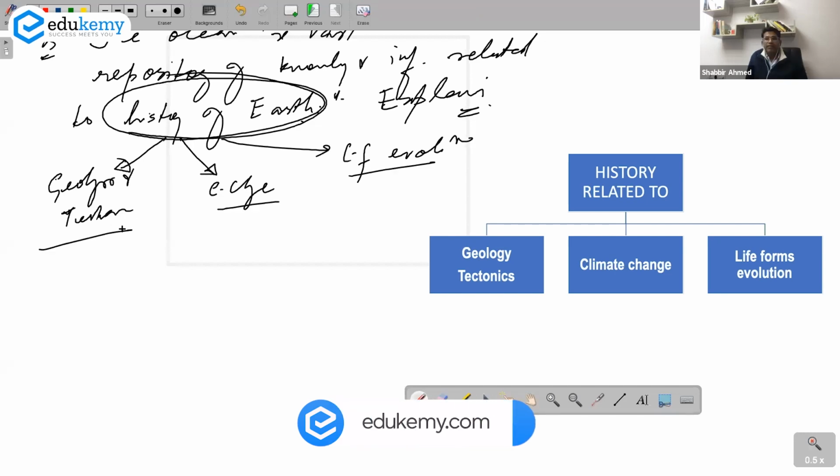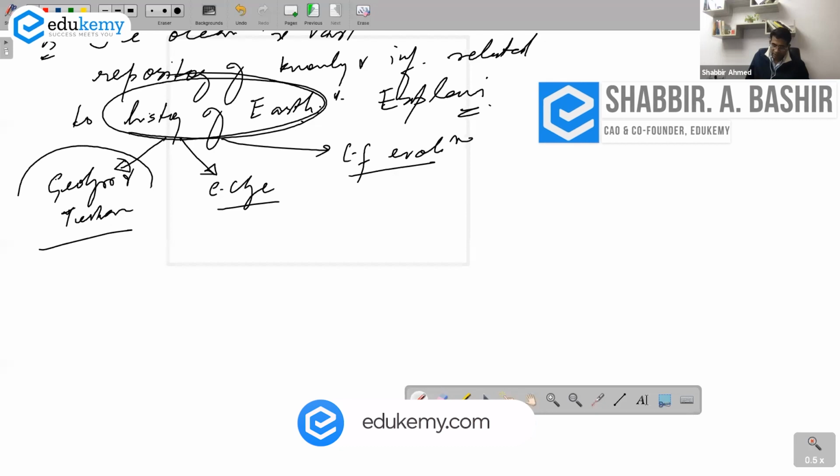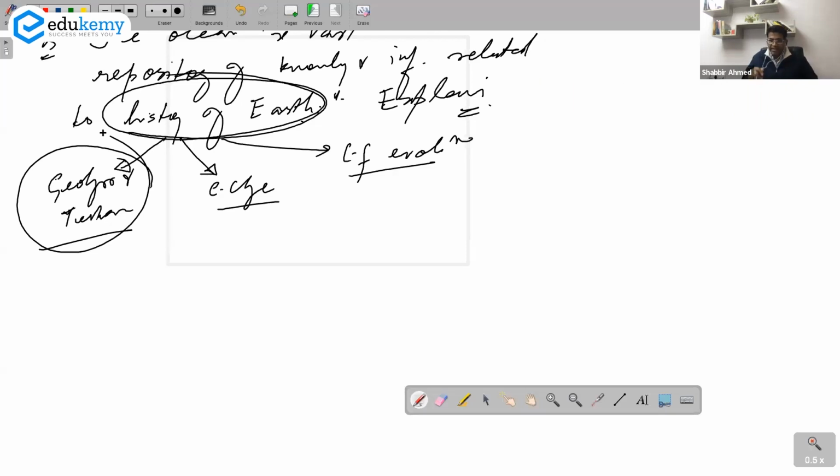Now you will write the answer. My guess is, if this was asked in the exam, most of you would have written about geology and forgotten about climate change, forgotten about life form evolution. That is how you lose marks.